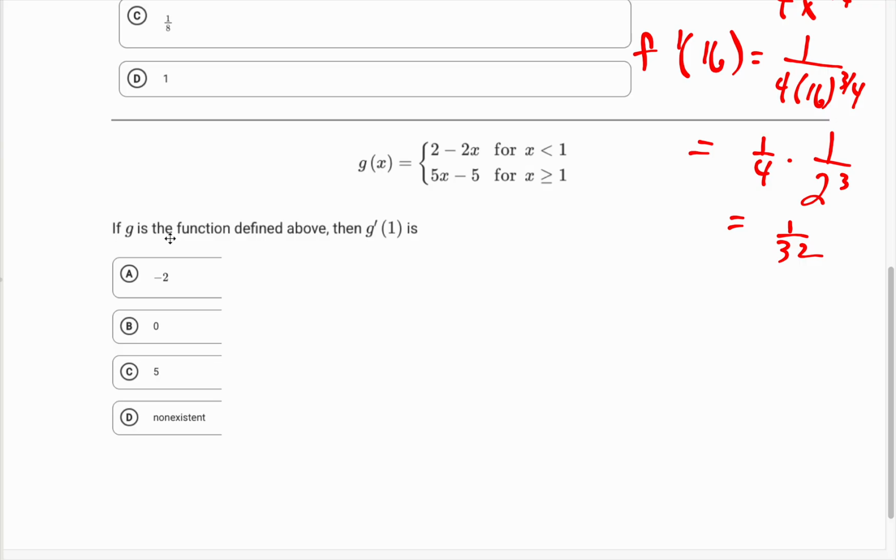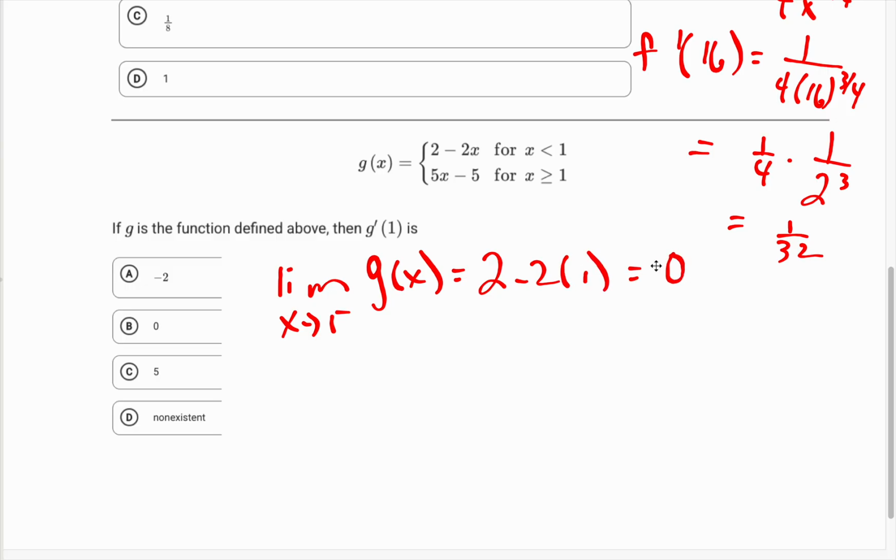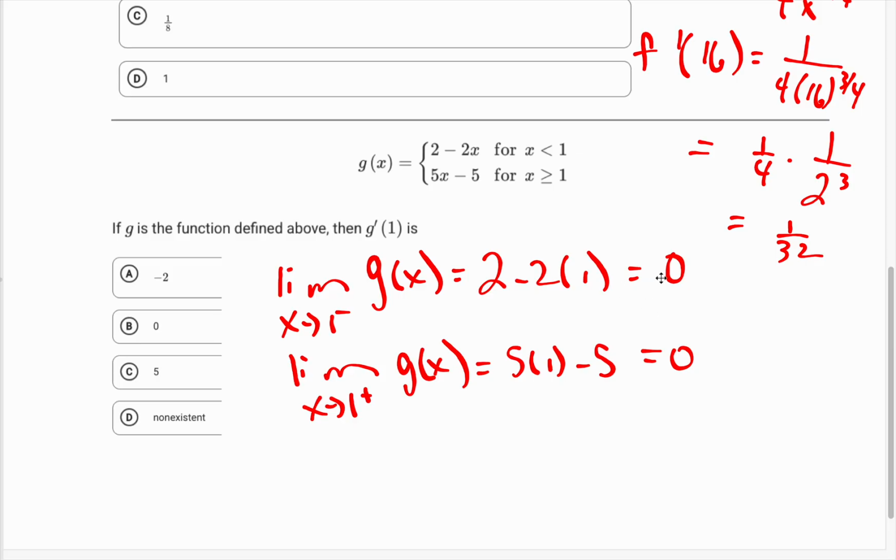Now, I want to talk about this AP question right now. We're given a piecewise function. If g is a function defined above, then what is g prime of 1? So first we have to prove that it's continuous. So the limit as x approaches 1 from the left, and the limit as x approaches 1 from the right. So the limit does exist, the value of the function exists, and the limit equals the value of the function, so it's definitely continuous.